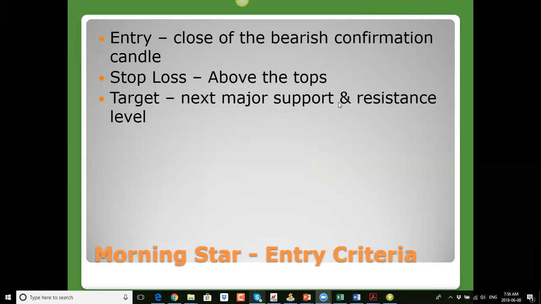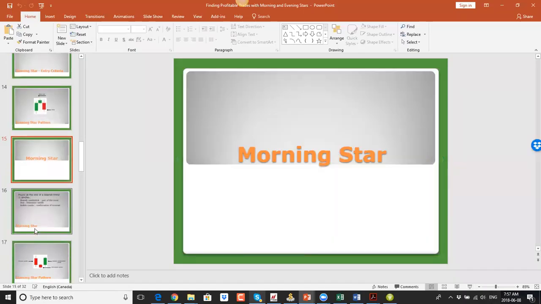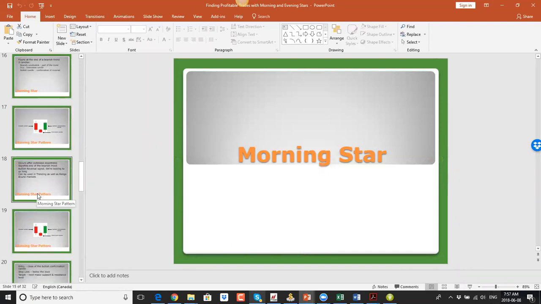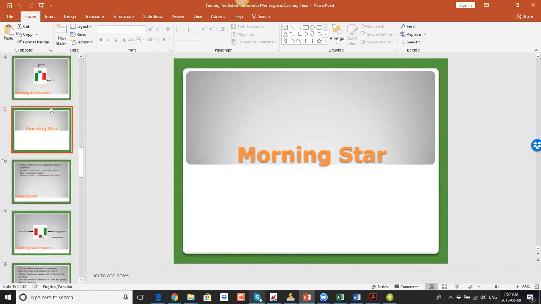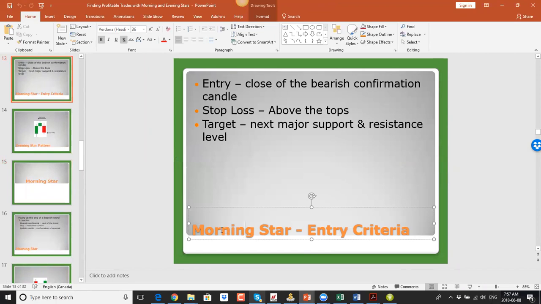Next, we are going to take a look at a morning star pattern. So morning star pattern is the opposite of the evening star pattern. So this is a bullish reversal pattern. And in this case, actually, this is wrong. This should not be morning star. Let me just change this real quick here. Looks like it's wrong. It should say evening star.